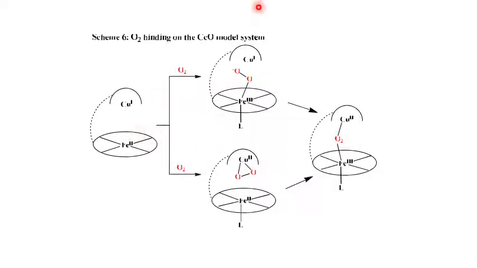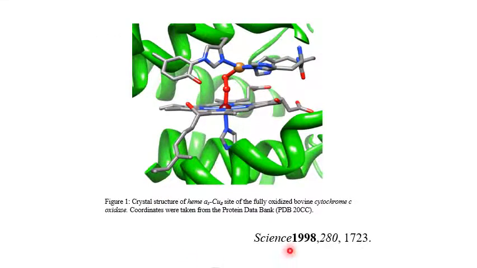Now, if you look at the actual biology, what kind of structure is there? This is a very important Science paper. You must go through it, and you will understand what kind of binding is actually happening in cytochrome c oxidase. This is a crystal structure of the heme a3 copper B site of the fully oxidized bovine cytochrome c oxidase. If you look carefully, you will understand that iron and copper are connected to this oxygen, shown in red, in this eta 1 fashion.